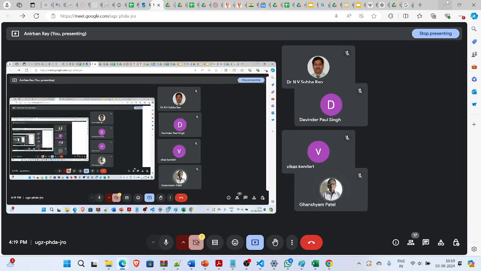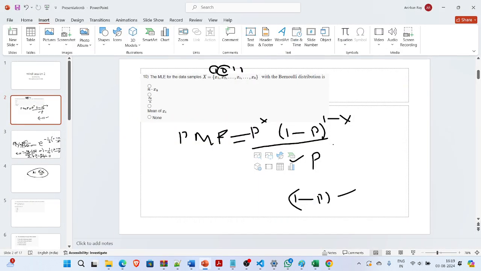No doubts, right? Simple enough. So actually it is defined in such a way that whenever you put 1 you get p, whenever you put 0 you get 1 minus p, and the definition is like that.